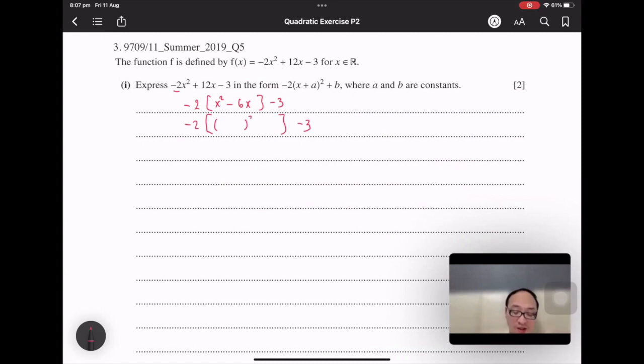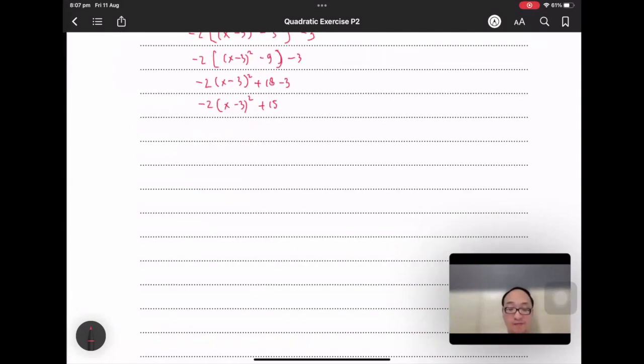I prepare the square root and negative here. So this will be x and negative 6 becomes negative 3. So this is the square. So negative 2 (x minus 3) squared minus 9 minus 3. Negative 2 (x minus 3) squared plus 18 minus 3. Negative 2 (x minus 3) squared plus 15.